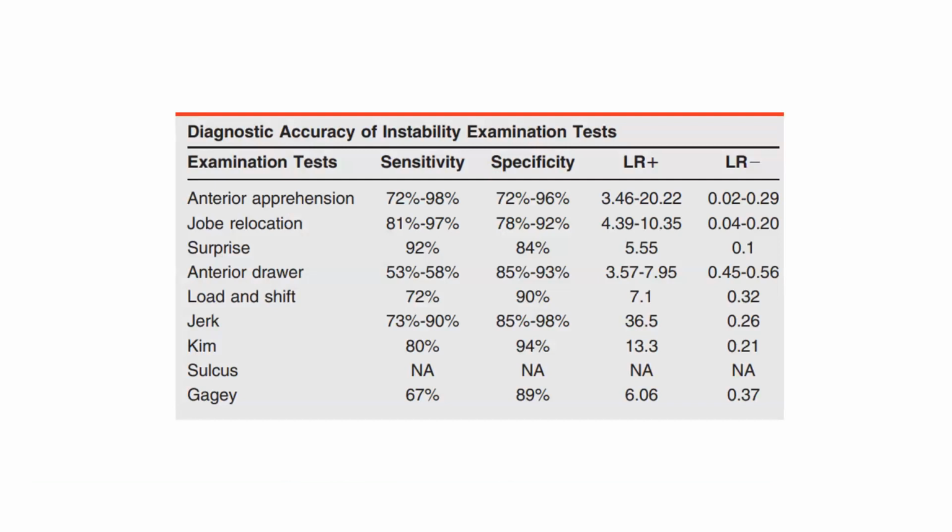This is the slide showing the sensitivity and diagnostic accuracy of each test, and we can see that the load and shift test has a high specificity of up to 90%, and the jerk test is also highly specific, with specificity up to 98%.